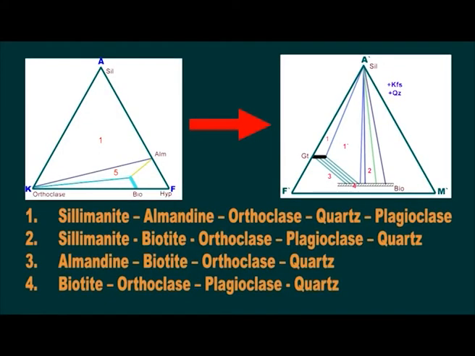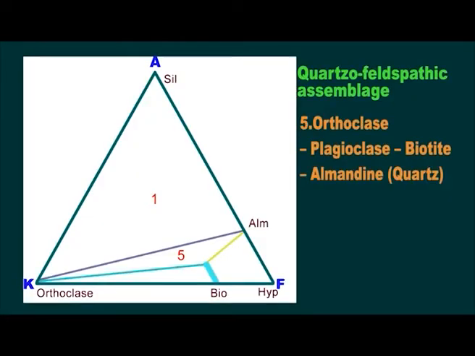First, sillimanite, almandine, orthoclase, quartz, plagioclase. Second, sillimanite, biotite, orthoclase, plagioclase, quartz. Third, almandine, biotite, orthoclase, quartz. Fourth, biotite, orthoclase, plagioclase, quartz. Quartzo-feldspathic assemblages: orthoclase, plagioclase, biotite, almandine, plus or minus quartz.